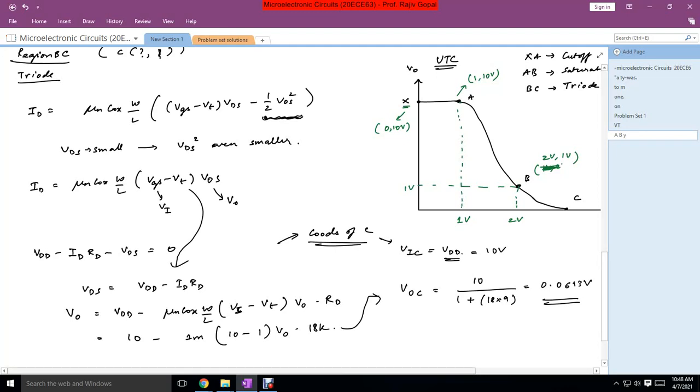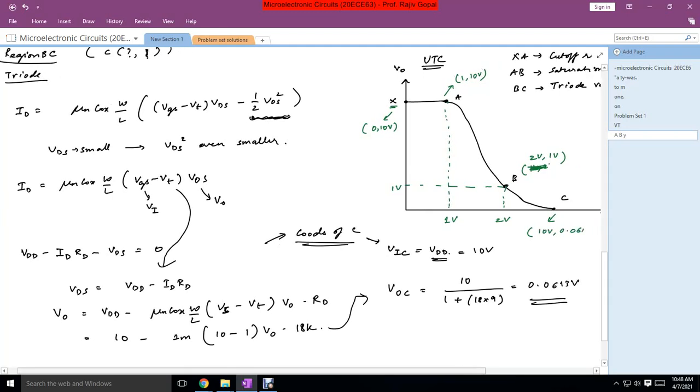Okay, so the final coordinate for C is actually 10 volts comma 0.0613 volts. Okay, so here VDS is not exactly 0. So don't assume VDS to be 0 or V naught to be 0. There will be a very small value there. So that value you can find using this method. Okay, so I have found out the coordinates of point X, point A, point B and point C.